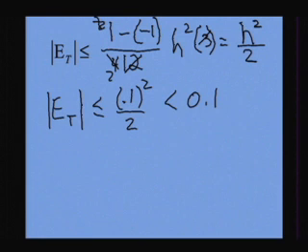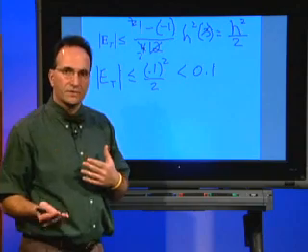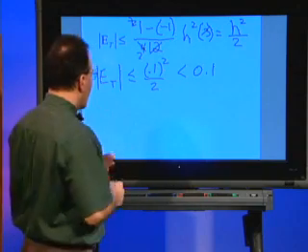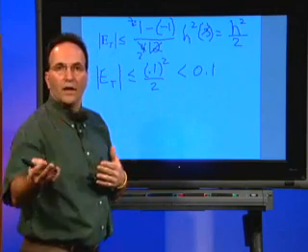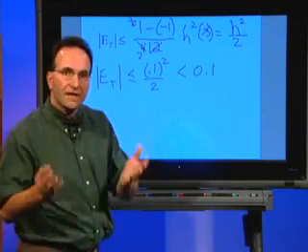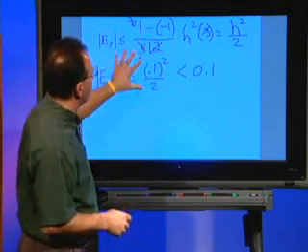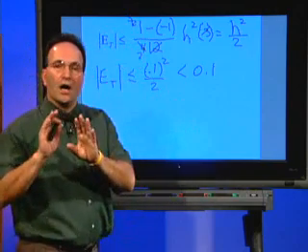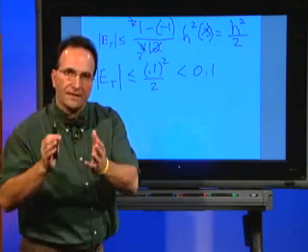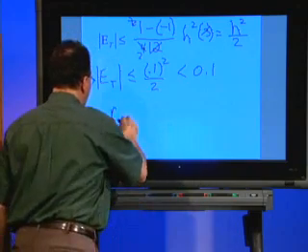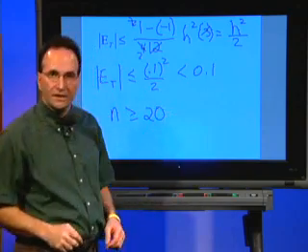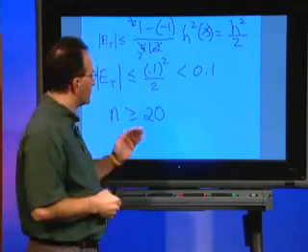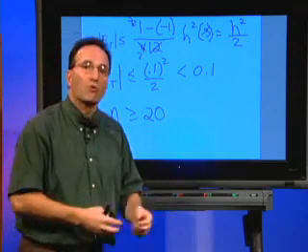The last thing that they asked us to do was to talk about how many subintervals would be necessary in order for the error to be less than the 1/10. And when you take the same formula and calculate the answer for n, you will find that n has got to be greater than or equal to 20. So you need 20 subintervals to bring the error down to a more reasonable level.